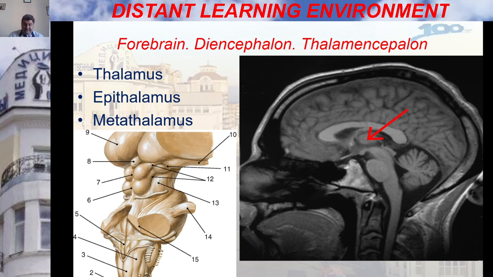So next we talk about the epithalamus. You may see the epithalamus here. It contains the epiphysis, you may see number 8. Also the habenulae, and the triangle area, the trigonum of the habenula.